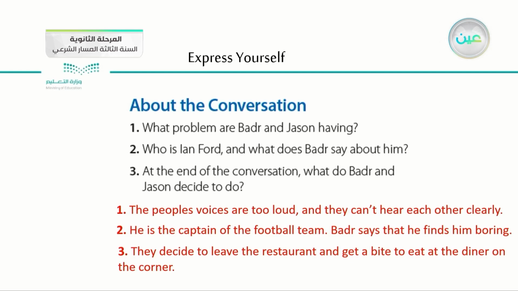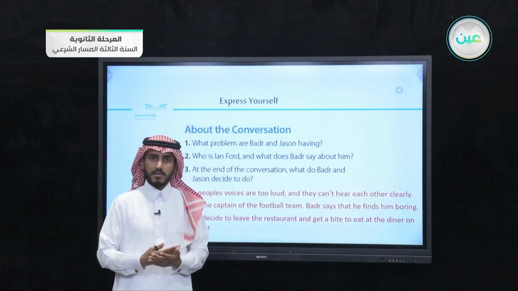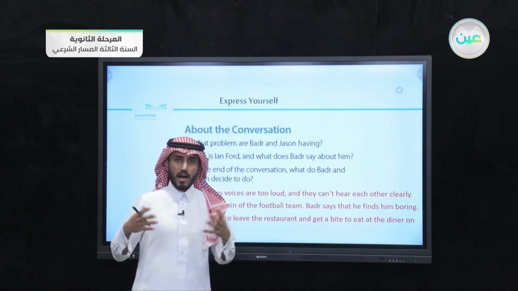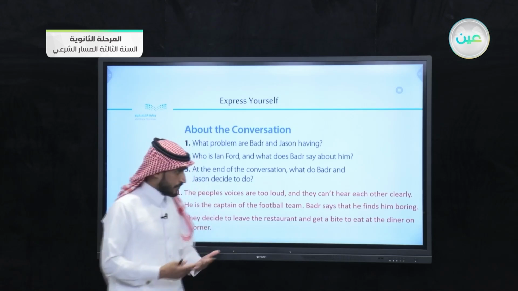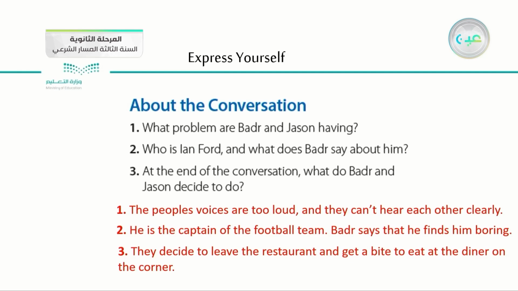What's the meaning of get a bite? Get a bite means they eat something. It doesn't have to be a large meal. When we say a bite, that refers to a snack or a quick meal. So, get a bite, we're talking here about a snack or a quick meal or small meal at the diner. The diner is a place that is also called a restaurant, but there are some slight differences between the diner and the restaurant, like the diner usually opens very late and very early and so on. So they are going to get a bite to eat at the diner on the corner.